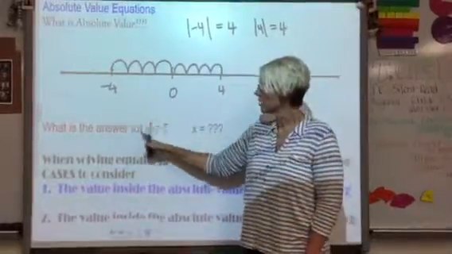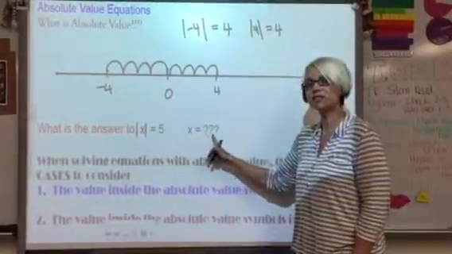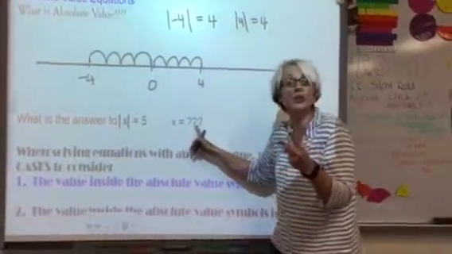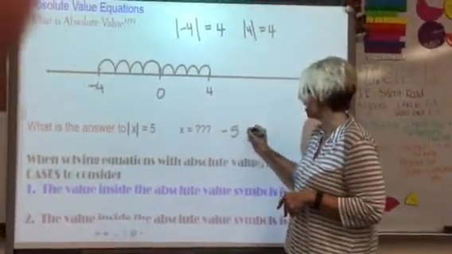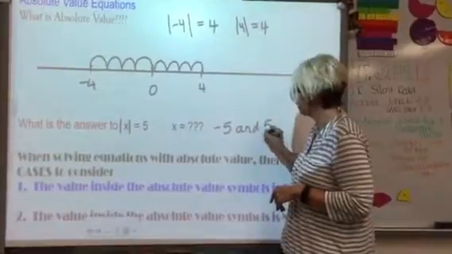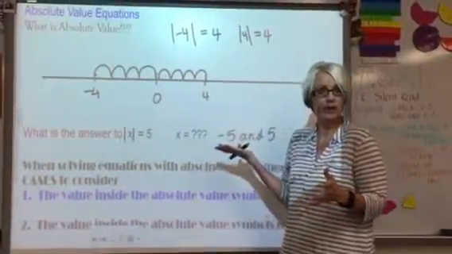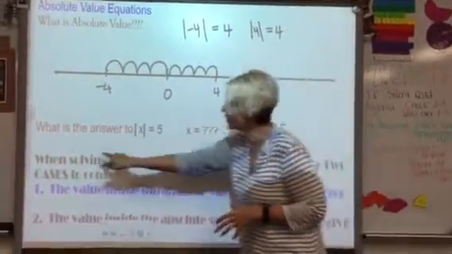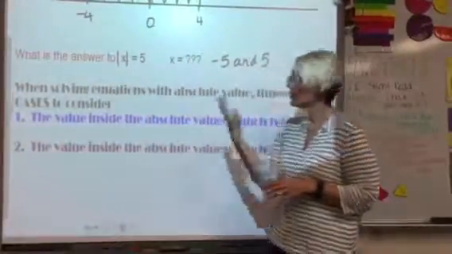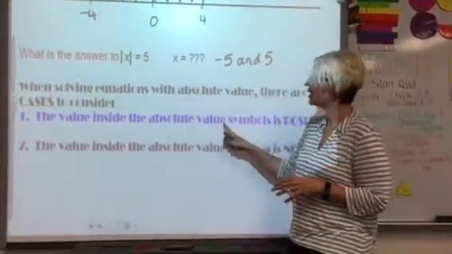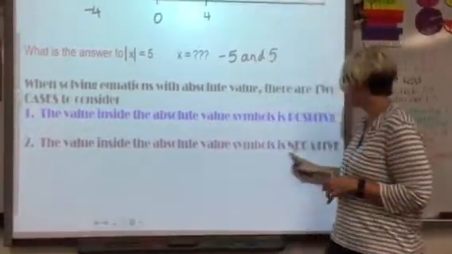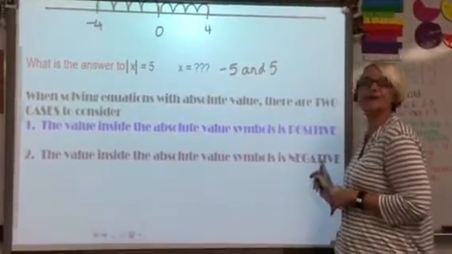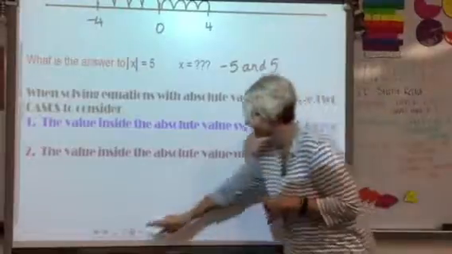So the answer to what is the absolute value of 5 actually is 2 answers. What 2 numbers are 5 steps from 0? -5 and 5. And if you wanted to look at that on a number line, you could. So when solving equations with absolute value, we always have 2 cases. We need to consider that the value is positive, and we need to also consider that the value is negative, because absolute value goes both directions.